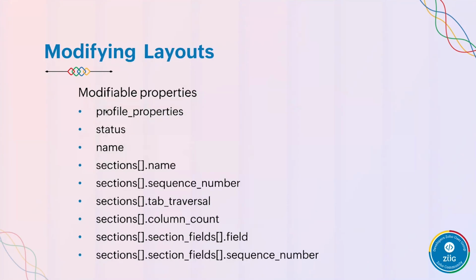The modifiable fields inside the layout are the profile properties, status, and name of the layout. We have different sections in the layout in which you can modify the name, the sequence of the section, and the tab traversal, whether it is from left to right or from top to bottom. Column count, you can give it a single column or double column. And inside different section fields, you can modify the fields and the sequence number of different fields.